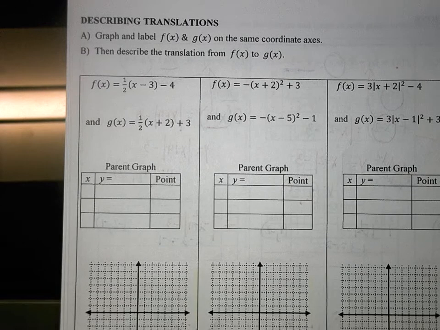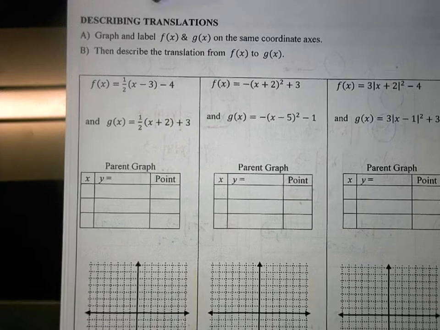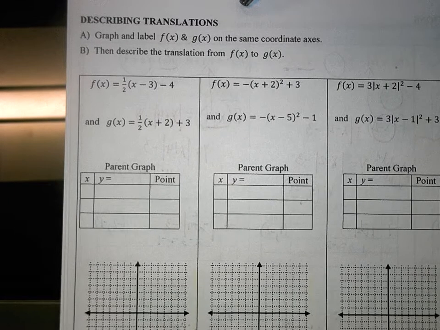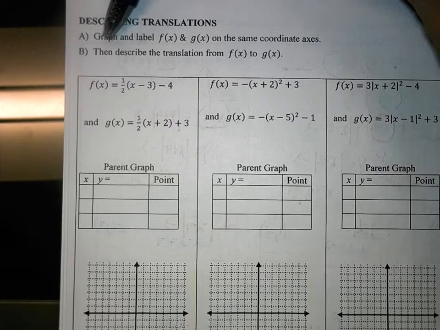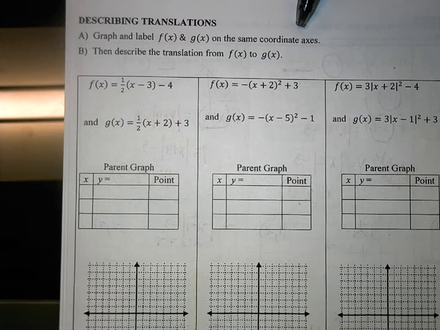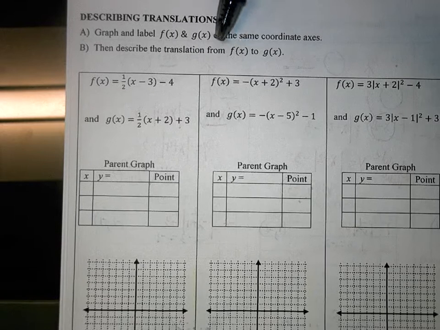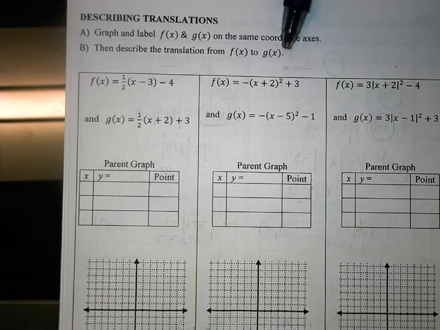Math 3, Unit 1, Section 2, we are going to be talking about describing translations. So the first thing that you need to do is graph and label f of x and g of x on the same coordinate axis. Then you want to describe the translation from f of x to g of x.